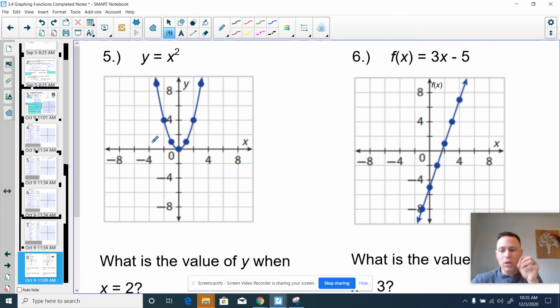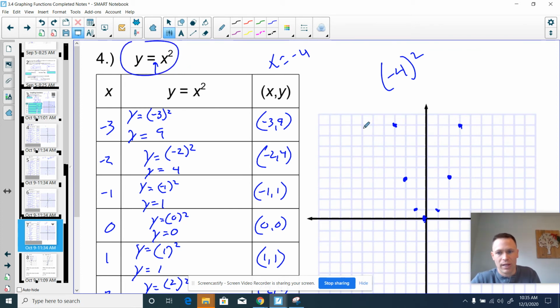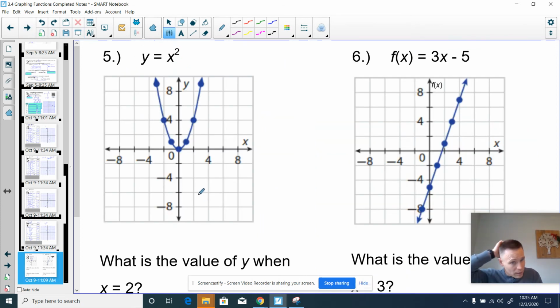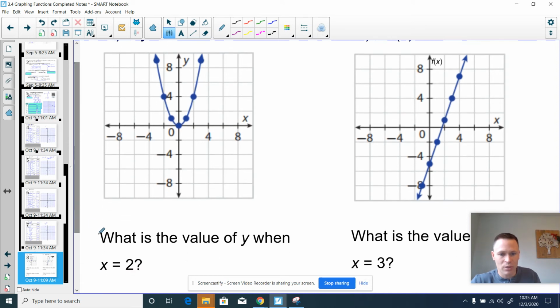Now we are going to look at a graph and then answer questions based on it, okay? So I have the graph y equals x squared. This is the exact same one that we just graphed, right? And so we can see how the graph goes down and then back up. It's called a parabola, right? So we have the same values. We even have the same values graphed, right? Negative 1, 1, stuff like that. It says, what is the value of y when x is 2?